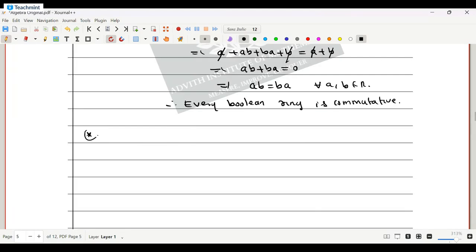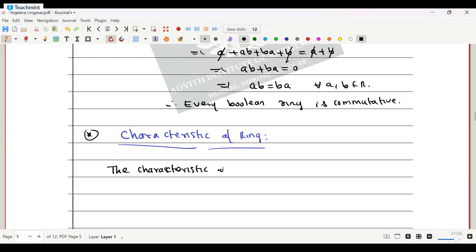Next one, the characteristic of a ring. Definition: the characteristic of a ring capital R is the least positive integer n such that n into a is equal to 0 for every a belongs to R.